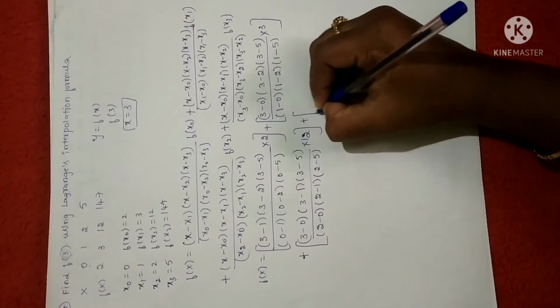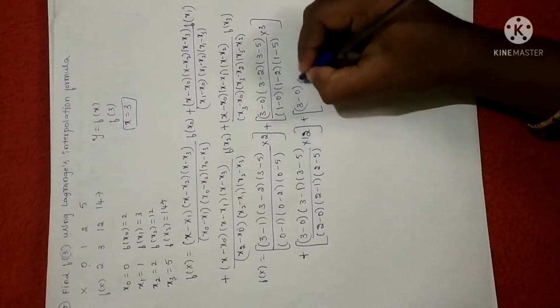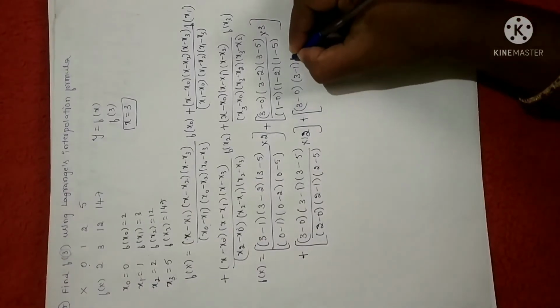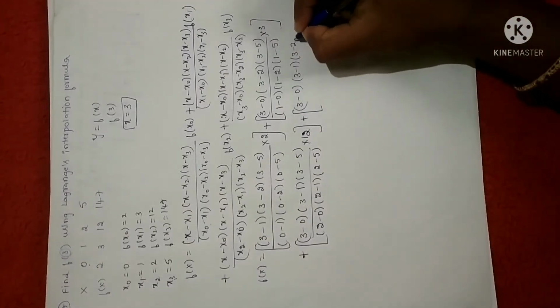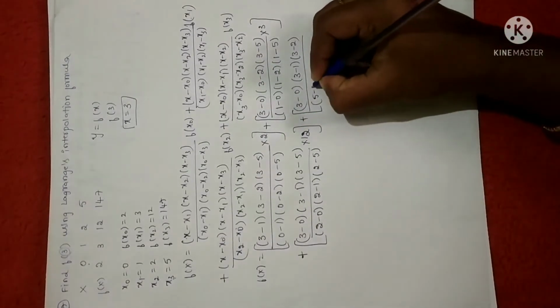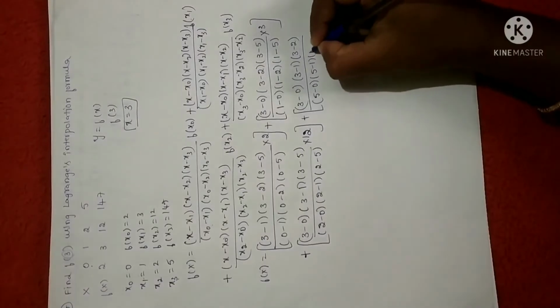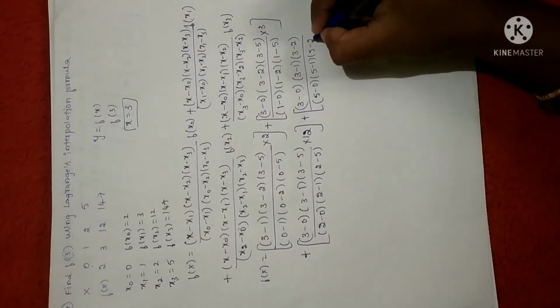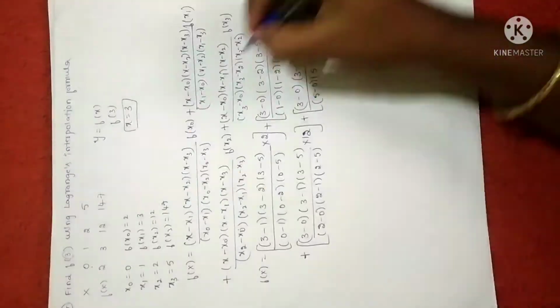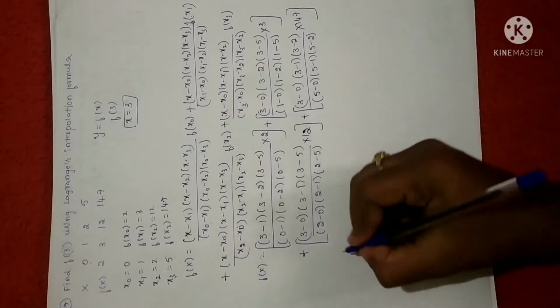Fine. Plus fourth term, what is the value of x? It is 3 minus x0 is 0. x is 3 minus x1 is 1. x is 3 minus x2 is 2, divided by x3. What is the value of x3? It is 5 minus x0 is 0, x3 is 5 minus x1 is 1, x3 is 5 minus x2 is 2, into f of x3 is 147. Clear? Now let me simplify this.